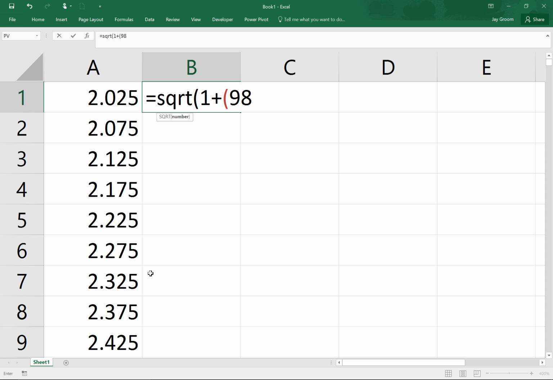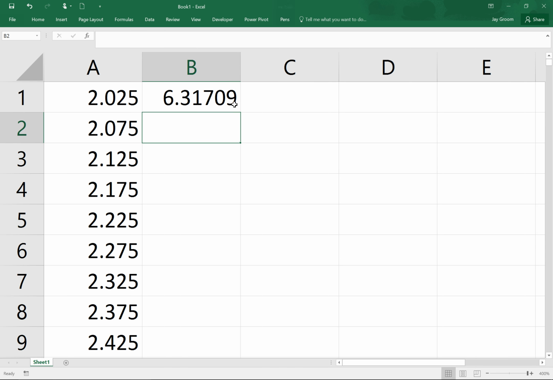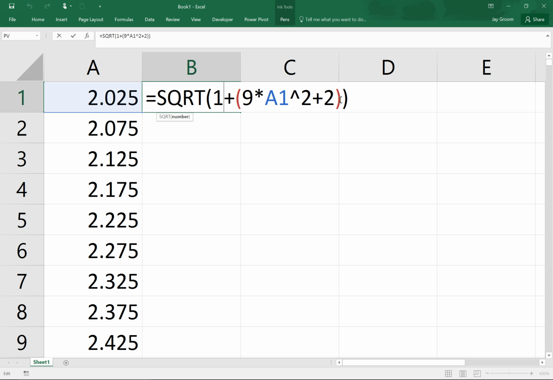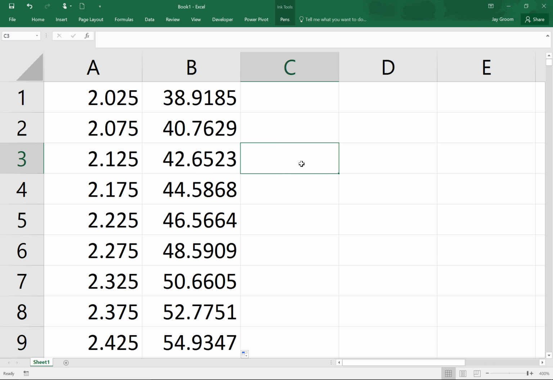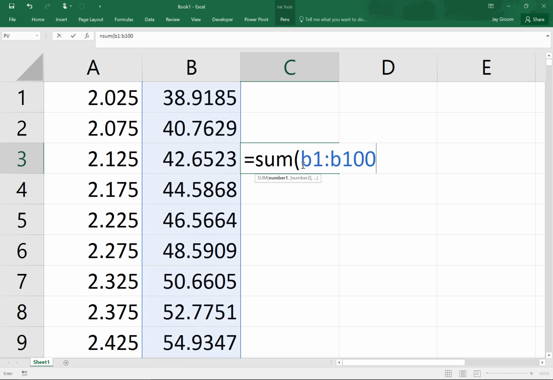9 times x squared. That's not 9 times x. Oh, never mind. Sorry. 9x. Freaking me out, man. Plus what? Yes? Oh yeah, it is squared. It's squared, right? Okay, boom, boom. Right? Now I take the sum of that from B1 to B100, I believe. Is that correct?